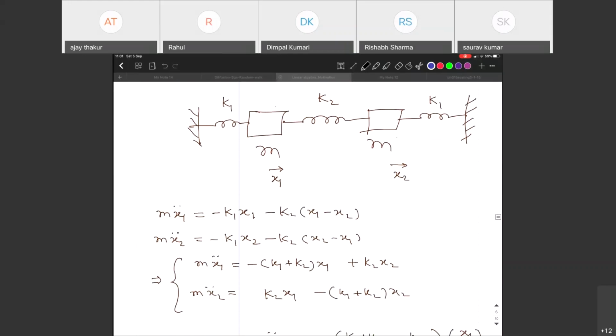Sir, I have a doubt: how would you write these equations, m x1 double dash is equal to minus k1 x1 minus... Who is asking? Sir, Rishabh. Rishabh. Okay, very good.